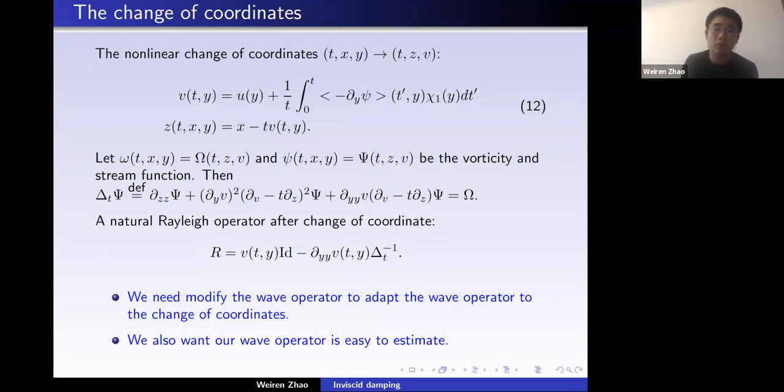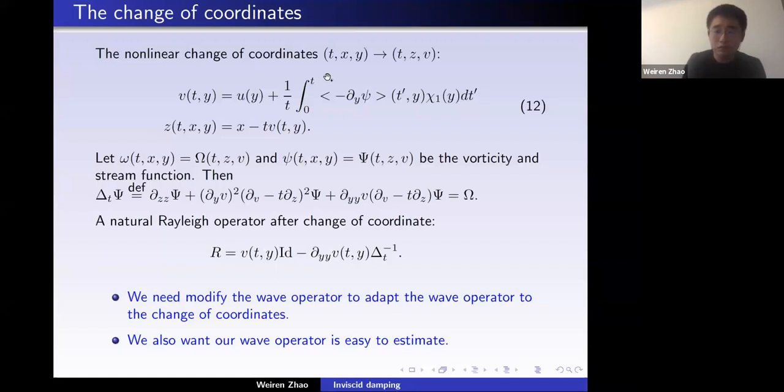The second issue is that we also want our wave operator to be easy to estimate, because the direct way to define our wave operator, the one corresponding to this R, is not easy for us to calculate or estimate. So finally, we find a way. The wave operator in the new coordinate, we choose in the following way. Here the V we keep, but we replace this partial YYV by U double prime. So V is close to U. And here, in the nonlinear change of coordinates, Y becomes V, but here I just replace Y by U minus one.